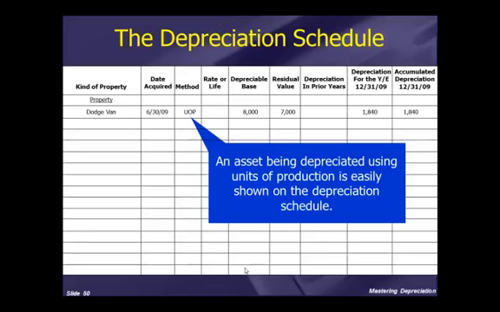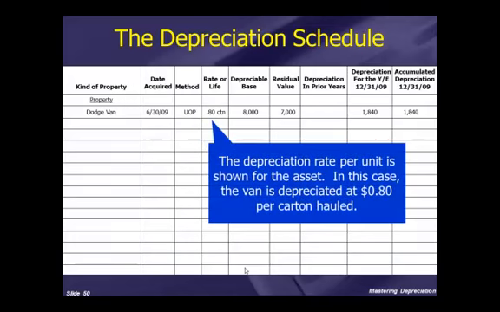The depreciation for year end at 12/31/09 is 1,840. That is based upon the rate that would have been applied. Now, there is no depreciation in prior years because this one was just acquired in the current year, 2009. So the accumulated depreciation at year ending 12/31/09 is the same as depreciation for year ending 12/31/09. They have put in here that the rate is 80 cents per carton, so they're basing this on per carton hauled.